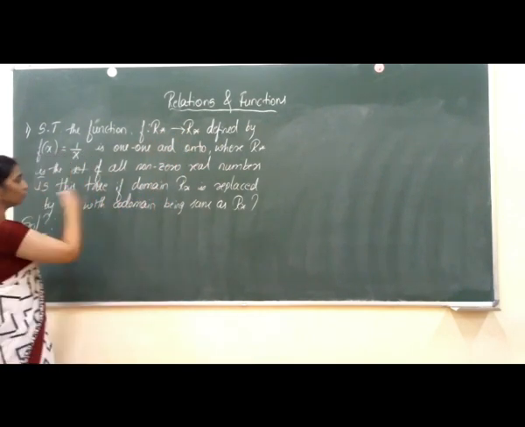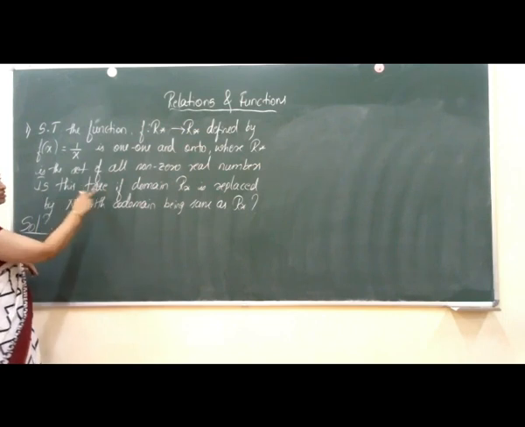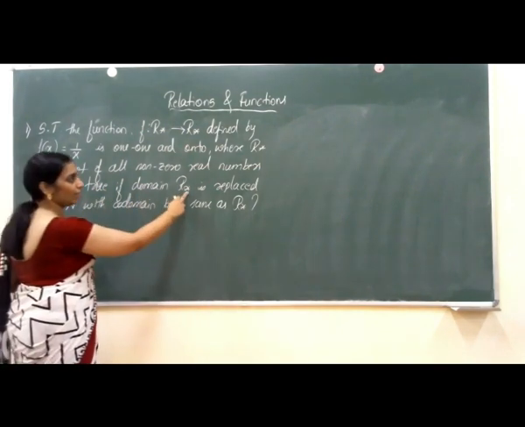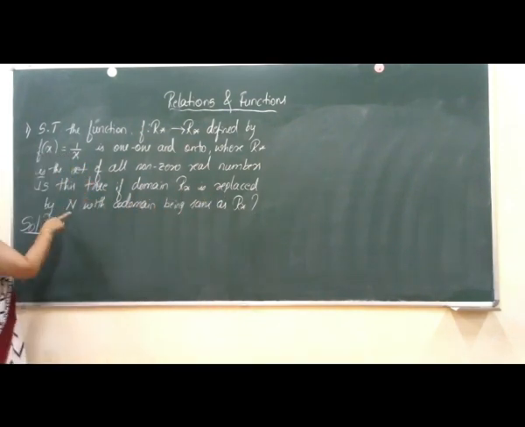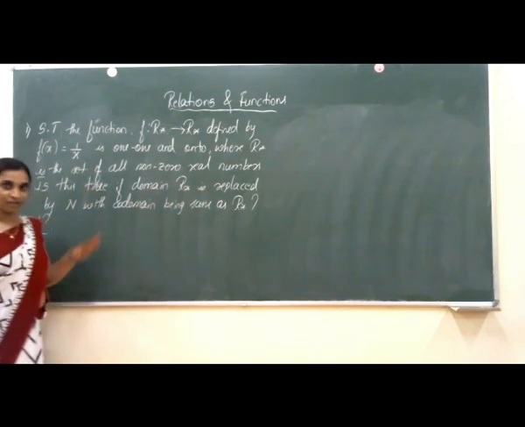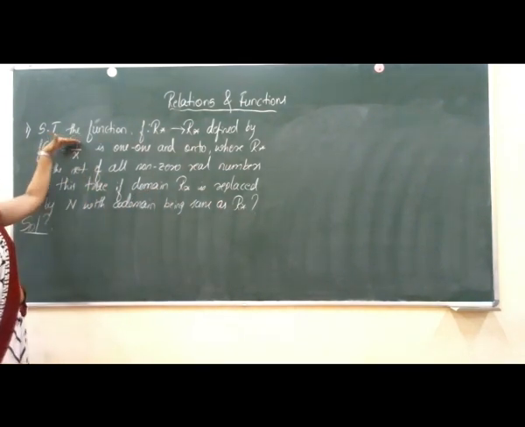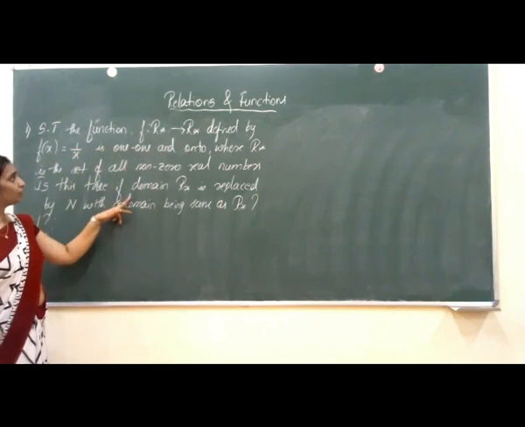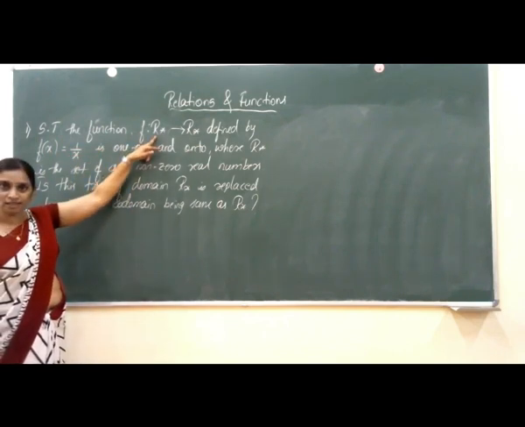And also we have to check it further. Is this true if domain R star is replaced by N, being set of natural numbers, with the codomain being same as R star? That is, after proving the function f of x equal to 1 by x is one-one and onto, we need to replace the domain R star by N.